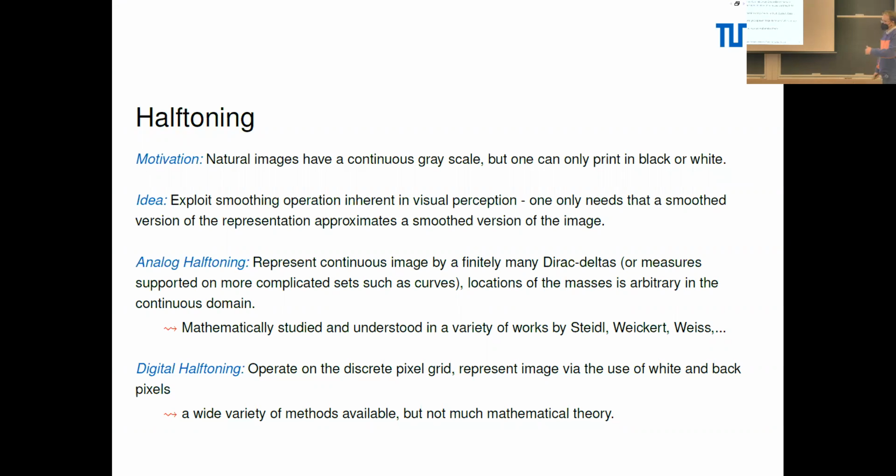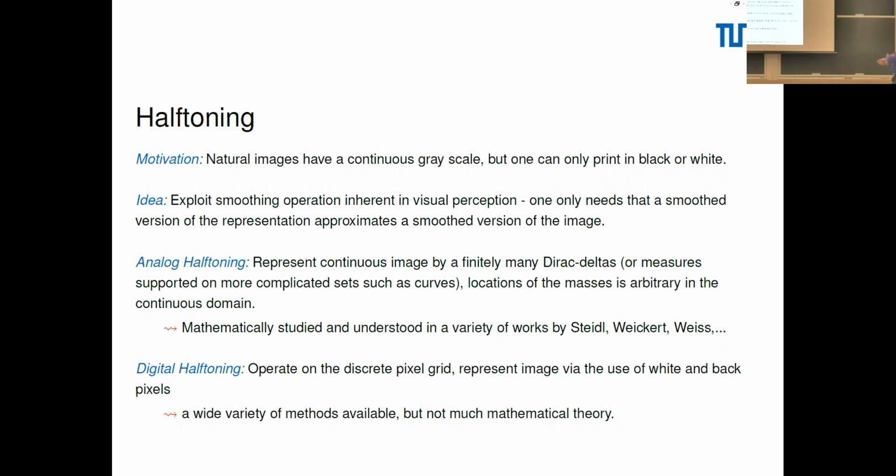Yes. So what I said is it's work with my very talented postdoc, Anna, and it's about halftoning. The idea is that natural images have a continuous grayscale, but one can only print in black or white. This goes back to even the old days of needle printing and so on. It's even relevant for color representation in digital form, because you also have this 0 to 256 scale, but this is not the topic of this talk.